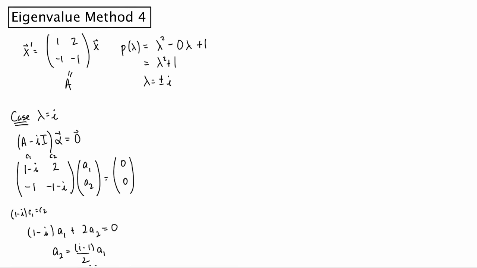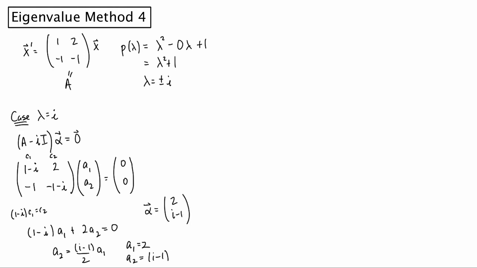And so that implies that if A1 was going to be 2, let's say, we'll make it easy on ourselves, if A1 was 2, then that means that A2 would be i minus 1. And so you can see here how I tried to make it easier by making A1 2 instead of 1 to get things to cancel out nicely. So that's the relationship that they share, and so my complex vector alpha has components 2 and i minus 1.